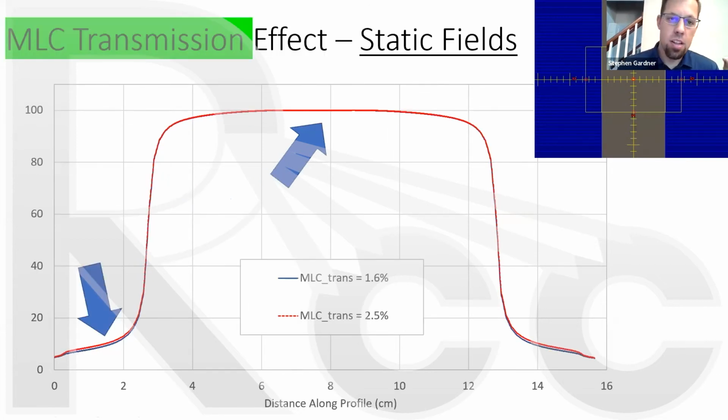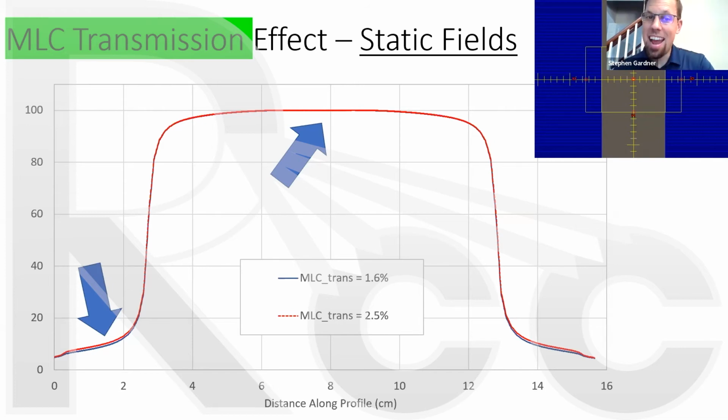If we change the MLC transmission for a static field, it doesn't really change the high dose region or the penumbra, but it is changing this out of field region. That's just making a change from 1.6 to 2.5% for the MLC transmission. It's a pretty drastic change in MLC transmission, but I chose those numbers to illustrate this example, okay?